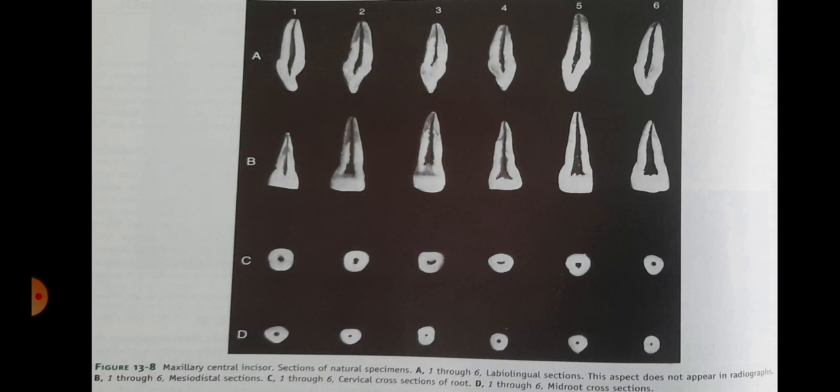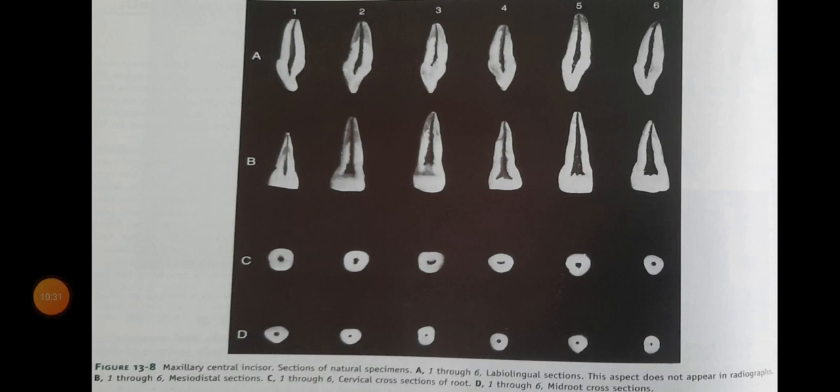The pulp cavity is widest at about the cervical level, and the pulp chamber is generally centered within the dentin of the root. You can see this in figure 13.8 C 1 through 5, right? 1 through 5 in this figure.